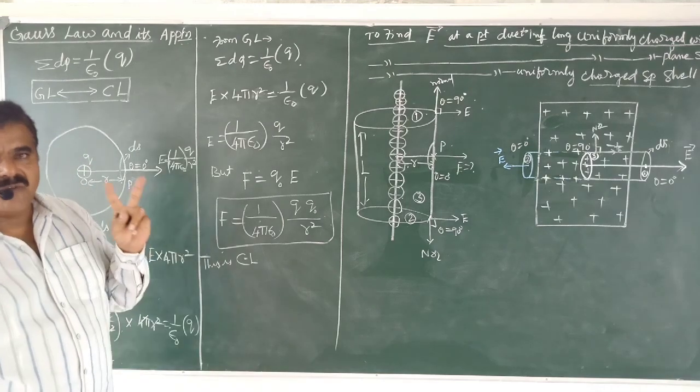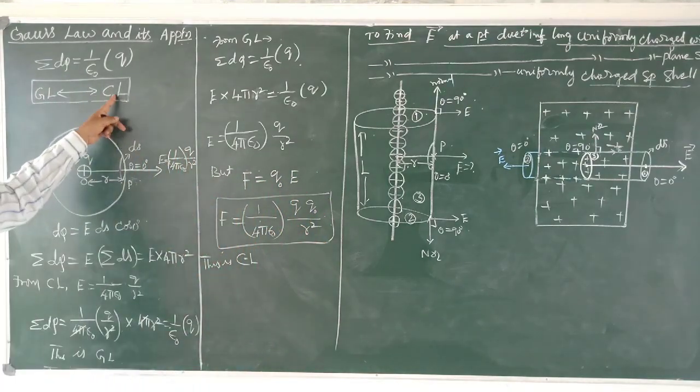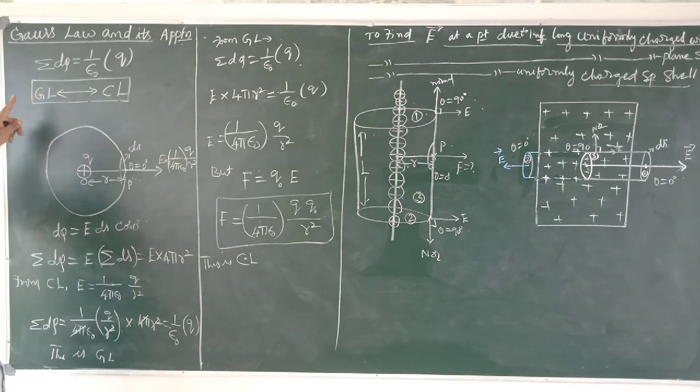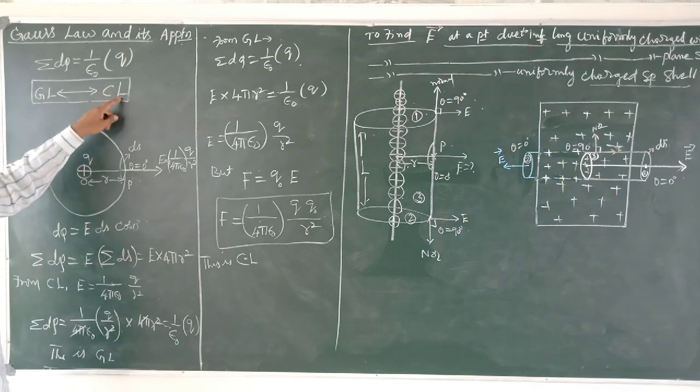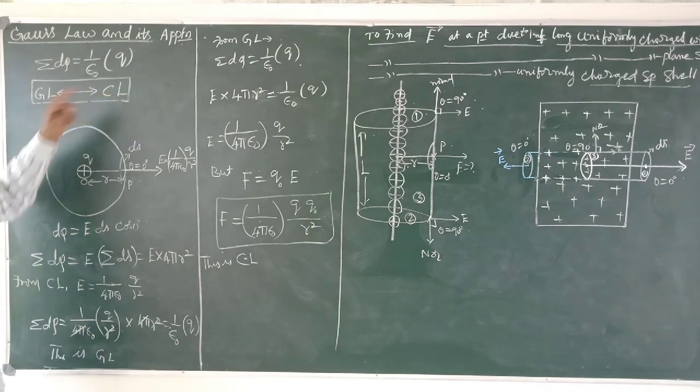Till now, we learned two very important laws. One is Coulomb's law, and another one is what we have now introduced, Gauss law. These two laws are complements of each other. By considering Gauss law, we can derive Coulomb's law. By considering Coulomb's law, we can derive Gauss law. That is why they are called complements. Knowing one, we can find the other. First, we shall derive Gauss law using Coulomb's law.